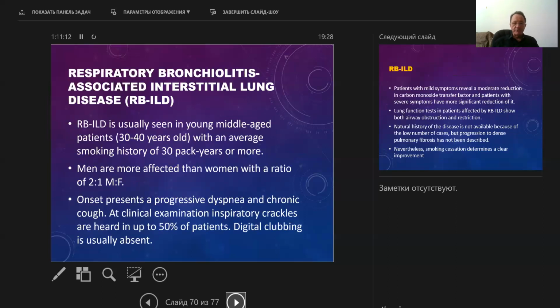And last, respiratory bronchiolitis associated with interstitial lung disease, usually seen in young and middle-aged patients with an average smoking history of 60 pack-years or more. Men are more affected than women, with a ratio of 2 to 1. Onset is insidious and progressive dyspnea and chronic cough. At clinical examination, inspiratory crackles are heard in up to 50% of patients. Digital clubbing is usually absent.